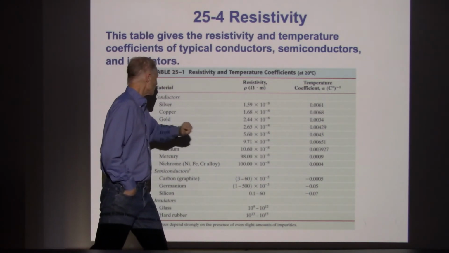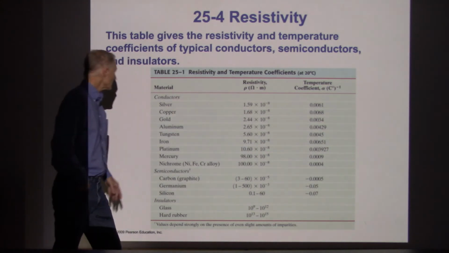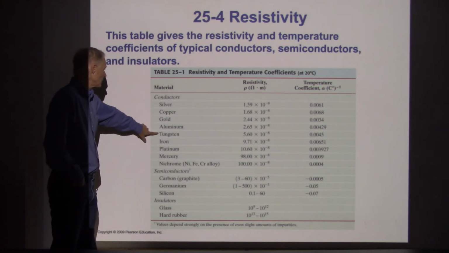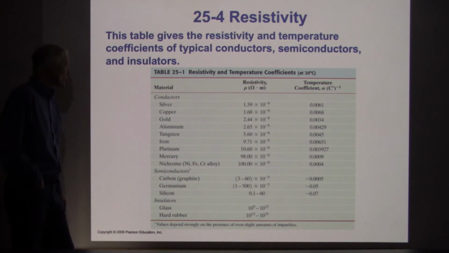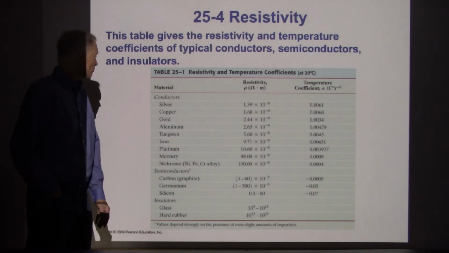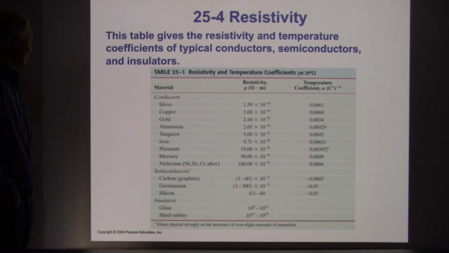Aluminum's value is pretty low. And then we have a bit of a jump to tungsten, iron, platinum. Ooh, and then platinum and mercury, the resistivity has gone up a lot. So platinum's actually quite a bit higher in terms of resistivity. Anyway, that's a materials property table.